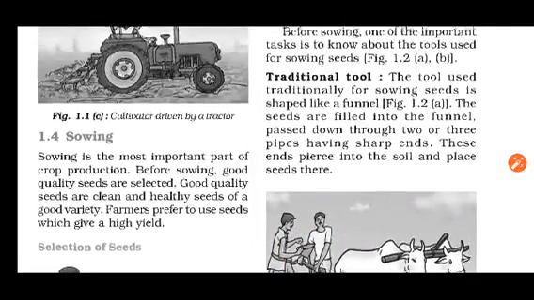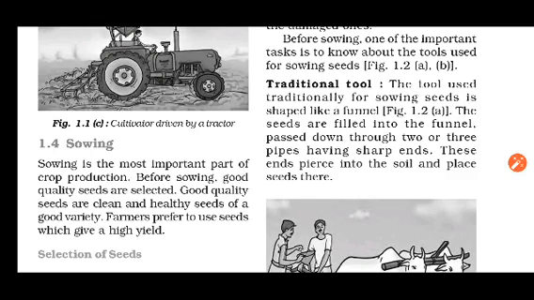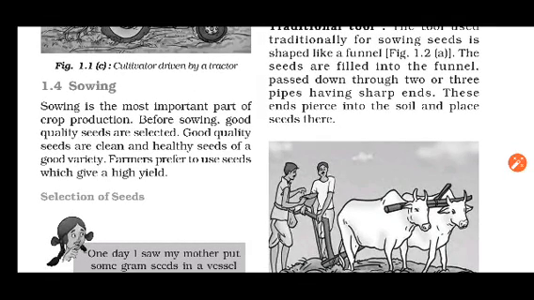Let us read. Traditional tool. The tool used traditionally for sowing seeds is shaped like a funnel. The seeds are filled into the funnel. We fill all the seeds in this funnel, and they pass down through 2 or 3 pipes having sharp ends. और इसमें 2 या 3 पाइप कनेक्ट रहते हैं, इनके शार्प एंड्स होते हैं, नुकीले एंड होते हैं. What is the use of these sharp ends? These sharp ends pierce into the soil. ये क्या करते हैं? मिट्टी में पियर्स मतलब अंदर तक चले जाते हैं, and place the seeds there.